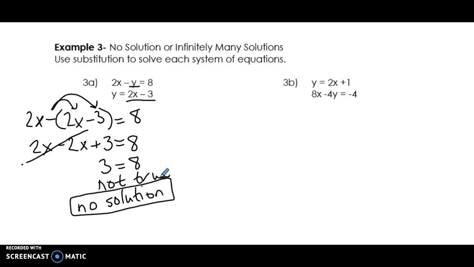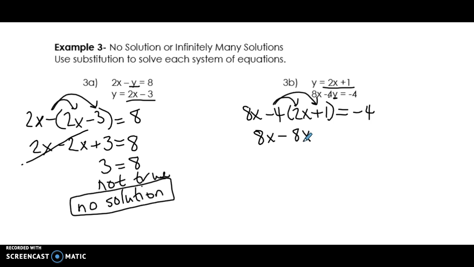All right, did the no solution one. Now we're going to solve this other one. We have y equals 2x plus 1 and 8x minus 4y equals -4. So if y equals 2x plus 1, I'm going to plug that in for y in the second equation. So I have 8x minus 4 times 2x plus 1. I took out y and stuck 2x plus 1 in its place equals -4. My first order of business is I got to distribute that -4. So I have 8x, -4 times 2x gives me -8x. -4 times 1 gives me -4 equals -4.